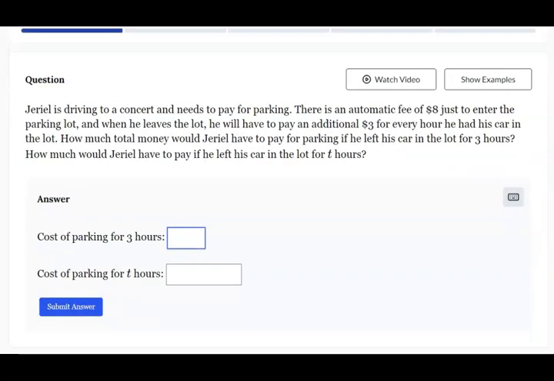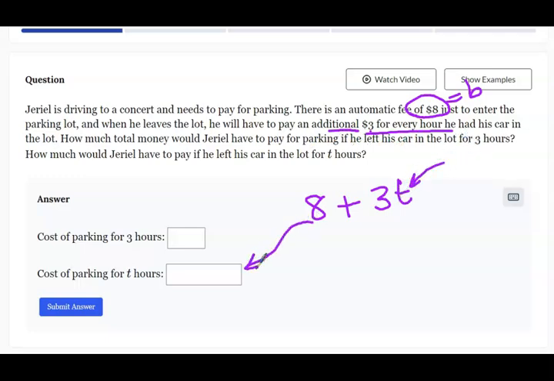Jeriel is driving to a concert and needs to pay for parking. There is an automatic fee of $8, so that's your B value. Your initial value is $8 just to enter the parking lot. And when he leaves the lot, he will have to pay an additional $3 for every hour that he had his car in the lot. How much total money would Jeriel have to pay for the parking if he left his car in the lot for 3 hours? Well, T is the equation or the expression for this part.